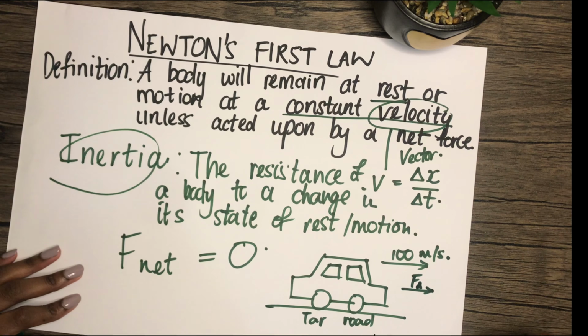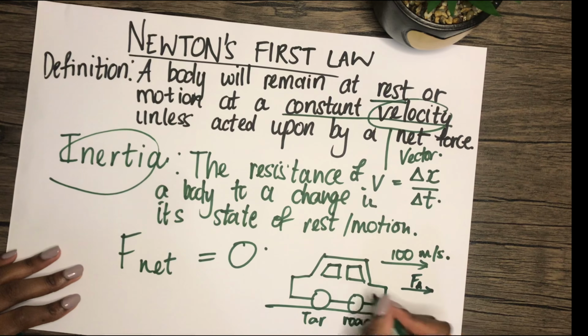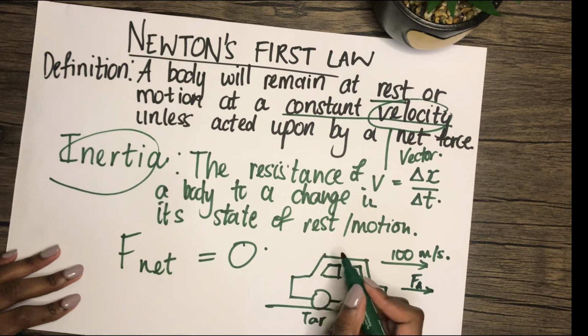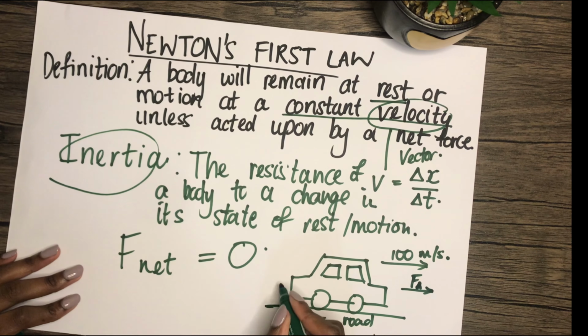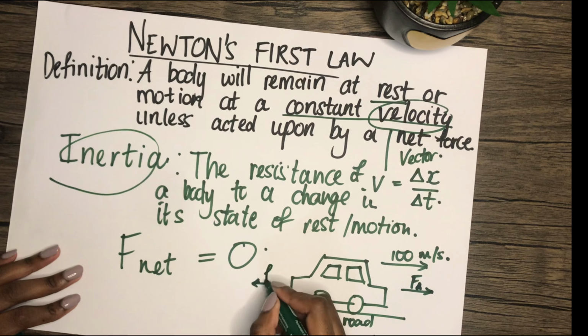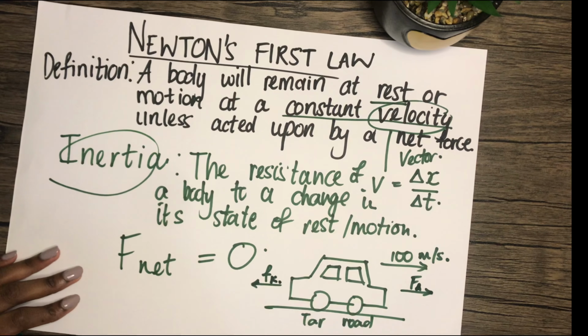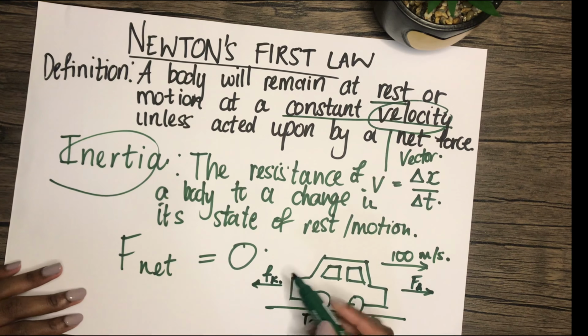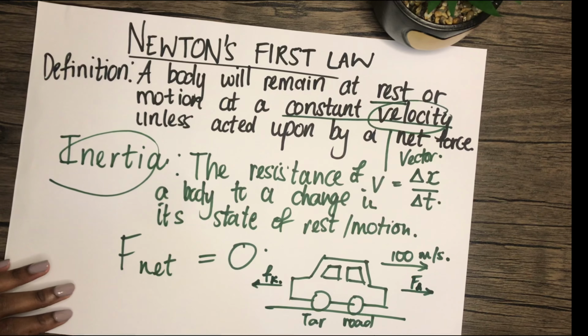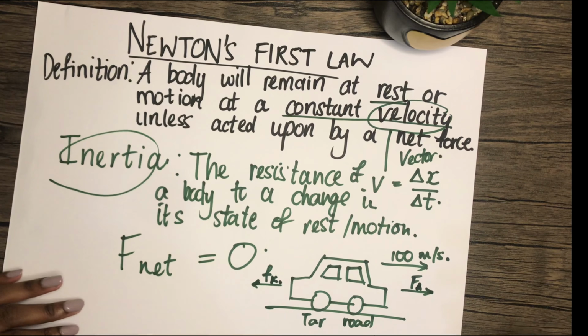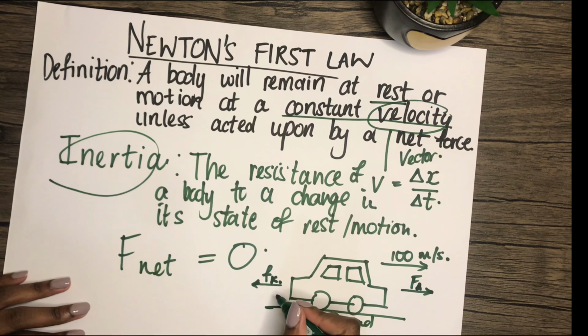That is why we have an accelerator. That's you applying a force to make the car move forward. But due to the tar road, there's a certain frictional force being experienced that we call Fk, which is the kinetic frictional force. So it's the frictional force when the object is in motion, right?